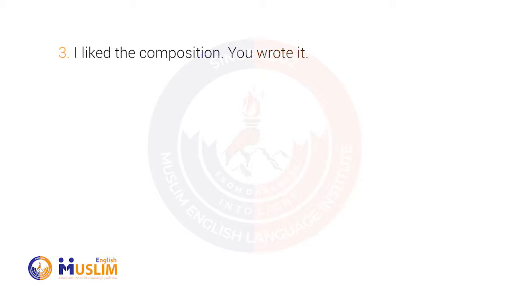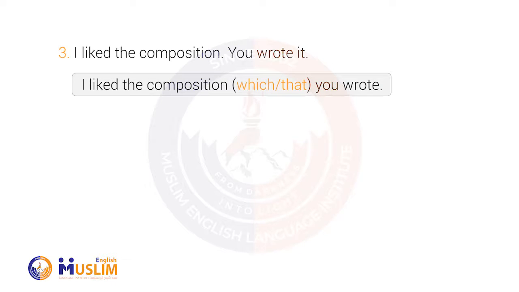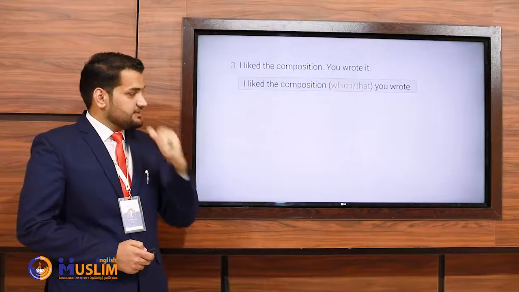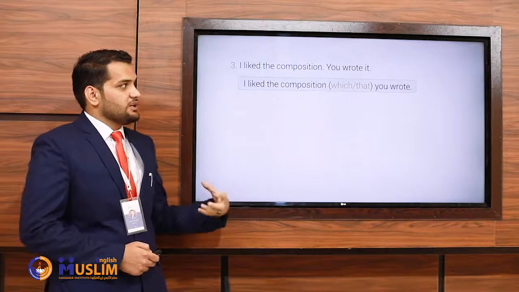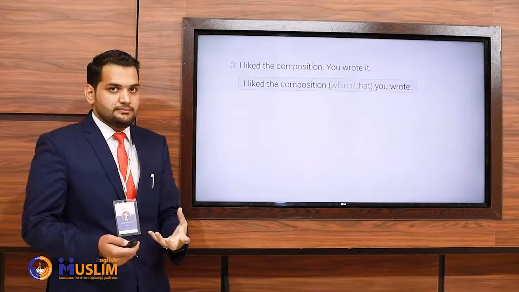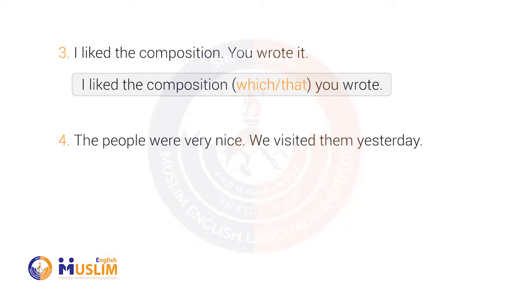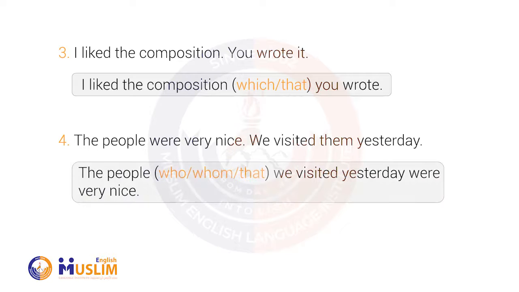Example number three. I liked the composition, you wrote it. I liked the composition, which or that you wrote. It's a mistake to say, I liked the composition, which or that you wrote it. That's wrong. Number four. The people were very nice. We visited them yesterday. The people who or whom or that we visited yesterday were very nice.